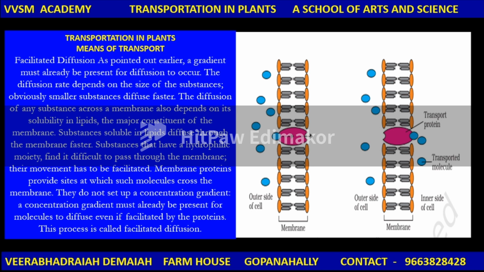They do not set up concentration gradient. A concentration gradient must already be present for molecules to diffuse, even if facilitated by proteins. This process is called facilitated diffusion. This is the facilitated diffusion. Outer side of the cell membrane, and this is the transport protein, transport molecule, inner side of the cell.